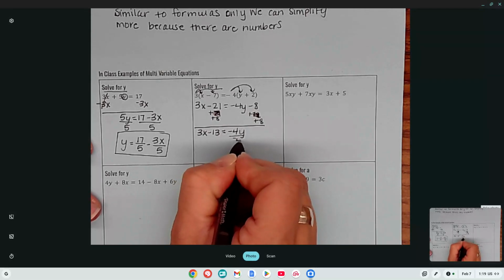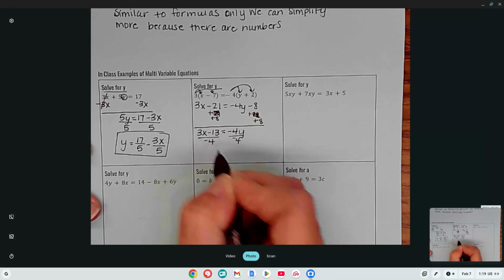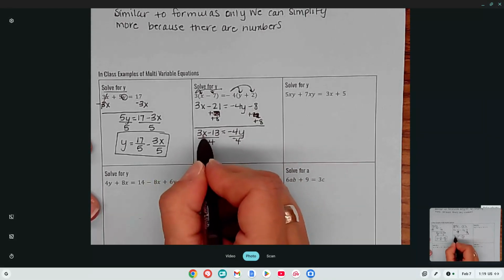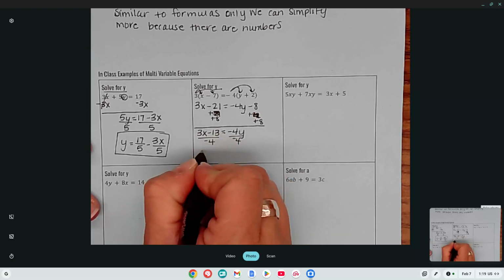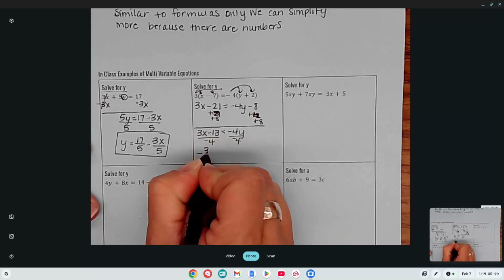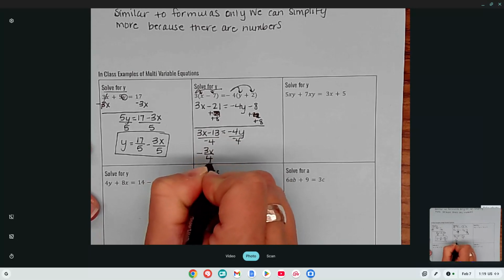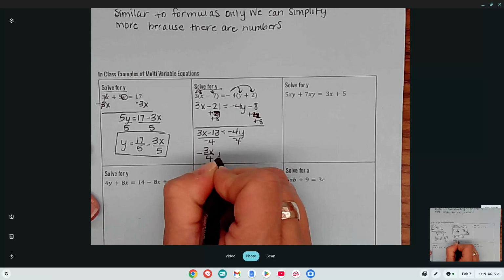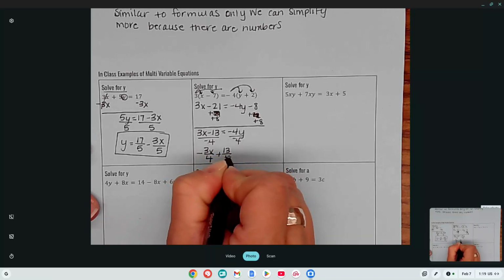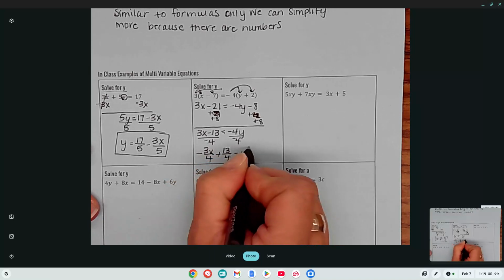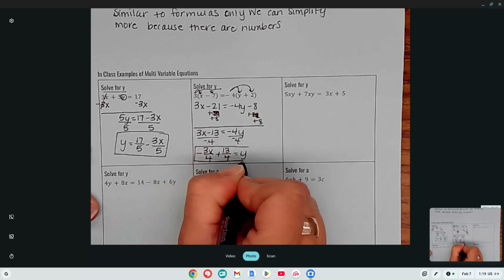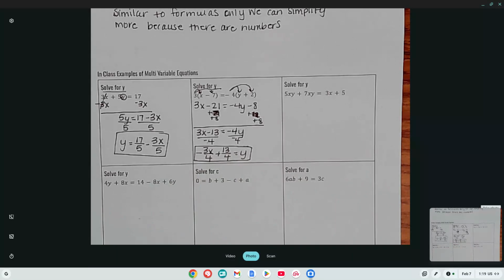Now I'm going to divide by negative 4. So again, this is being divided by negative 4, so is this. So this turns into negative 3x over 4. Negative and a negative is a positive. 13 over 4. If you want to put that as a decimal, you are certainly welcome to. Okay, that would be what, 3.25? Okay, you can do that for sure. You can write this as 0.75. That's okay.